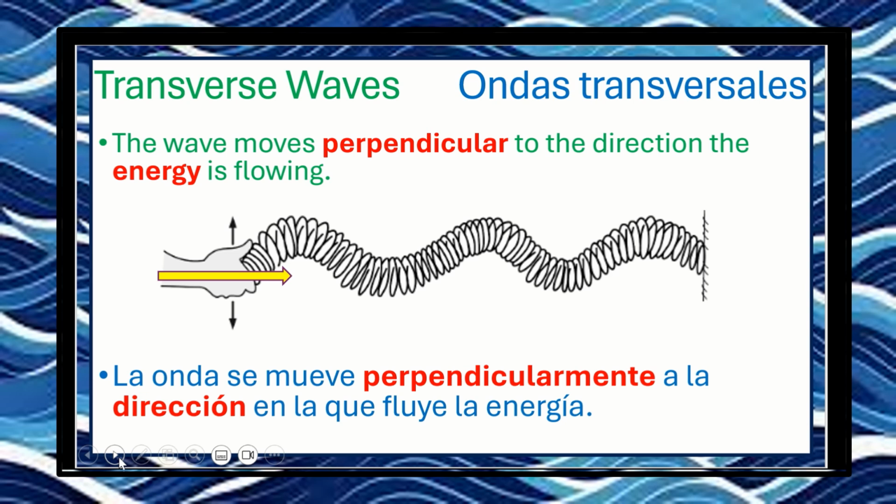All right, now to transverse waves. So in transverse waves, the wave actually moves perpendicular to the direction the energy is flowing. So in this picture, the hand is the energy and it's going up and down to create these waves. But the wave is actually moving from the hand on the left down the slinky in the direction of the wall, which is to its right. Okay, so this plus sign is a perpendicular situation.